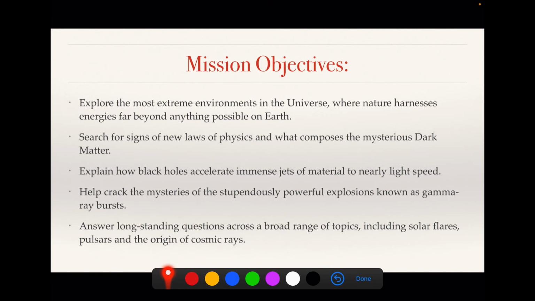These are the main mission objectives of the Fermi Observatory. Fermi was basically built to observe processes that involve high energy astrophysics, and since these are the exotic systems that produce gamma rays, the mission objectives include to explore the most extreme environments in the universe where nature harnesses energies far beyond anything possible on earth, to search for signs of new laws of physics, to explain how black holes accelerate immense jets of material to nearly light speed, to help crack the mysteries of powerful explosions that are known as gamma ray bursts, and to answer long standing questions across a broad range of topics, including solar flares, pulsars, and the origin of cosmic rays.